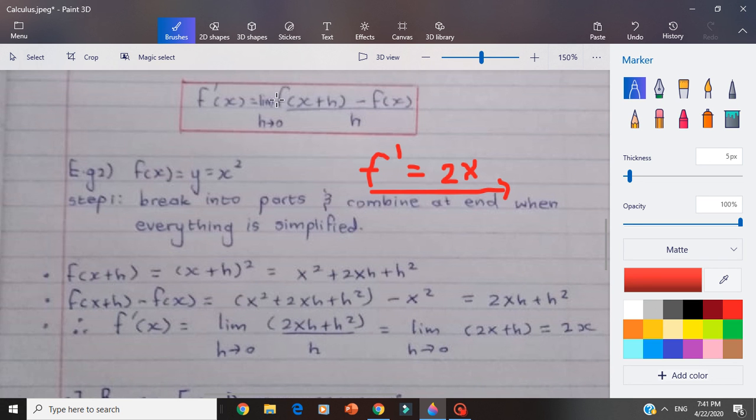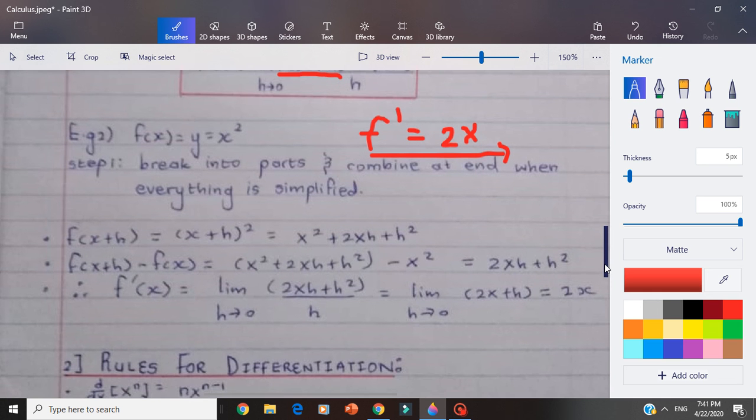Okay, so the first step you do is you look at this f of x plus h part. Wherever you see x, you're going to put x plus h. So that's exactly what I did. So I'll put x plus h here, and so x plus h times x plus h, because it's squared, returns x squared plus 2xh plus h squared, and you can double check this by foiling out both your brackets.